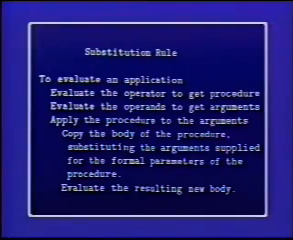Once we've gotten the operator evaluated to get a procedure and the operands evaluated to get arguments, we apply the procedure to the arguments by copying the body of the procedure, which is the expression that the procedure is defined in terms of, substituting the arguments supplied for the formal parameters of the procedure, the formal parameters being the names defined by the declaration of the procedure. Then we evaluate the resulting new body, the body resulting from copying the old body with these substitutions made.